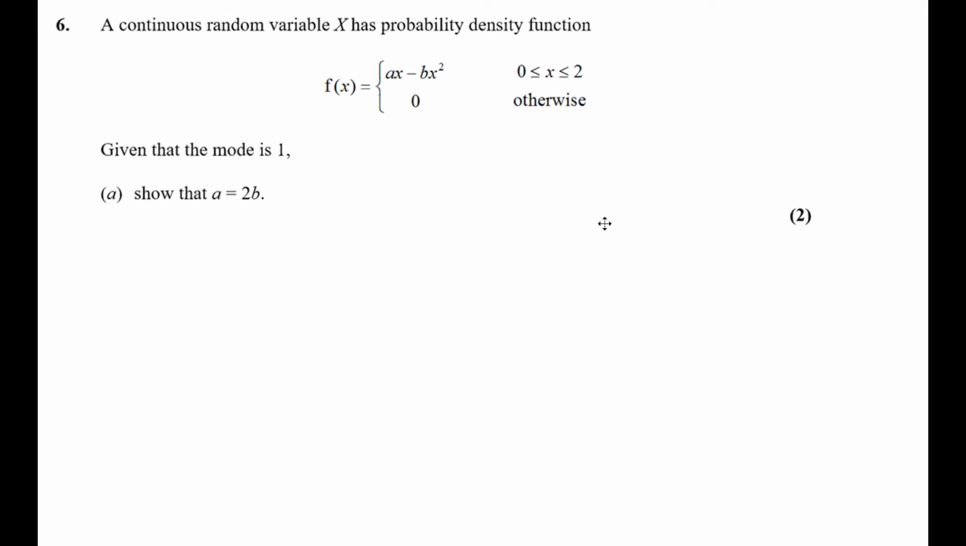Okay, so moving on. A continuous random variable has probability density function as shown. Given that the mode is 1, show that A equals 2B. Okay, so the first thing I see is mode is 1, and in my head I know straight away that to find the mode of a continuous random variable, I'm going to need to differentiate the probability density function. So I'm sure that that's going to be our first step.